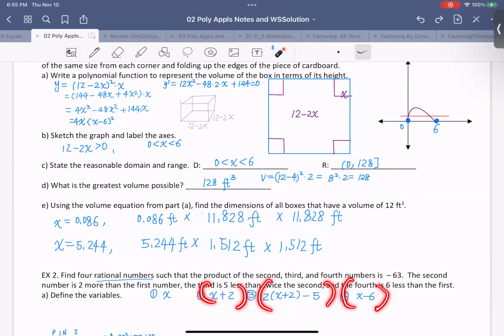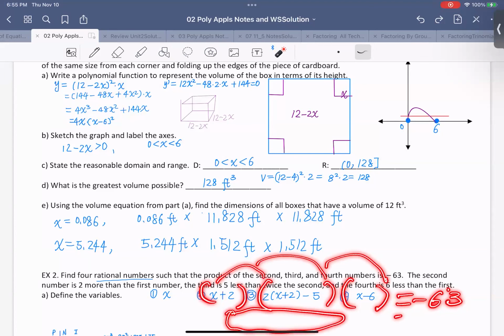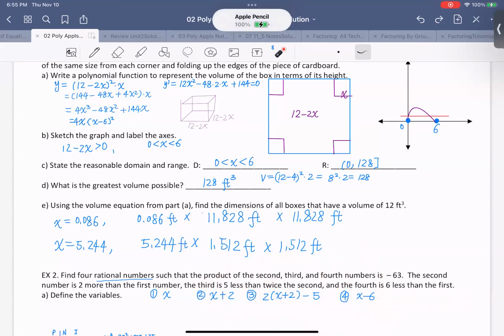Do this three-term product as negative 63. And then do the FOILings. And then combine the like terms. Put everything from higher order to lower order. Make that equal 0. And you want to use the synthetic division to figure out all those possible factors. No calculator allowed for this question, okay?